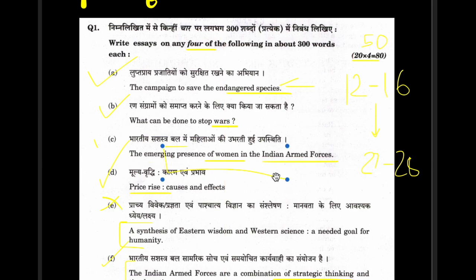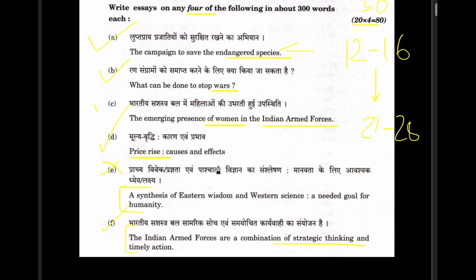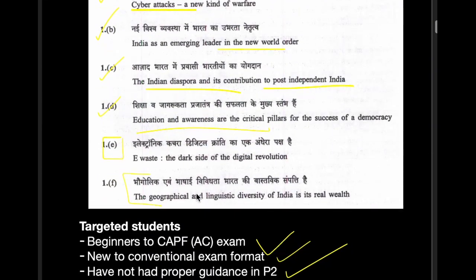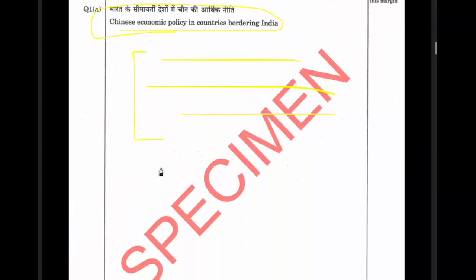Since this has a current affairs relevance, you can start with the current affairs introduction. Here in the first essay, you can start with the static introduction, that conservation and the campaign is very necessary, important for ecosystem balance. You can write your own stuff. So you write the intro here, 1 to 2 lines, then you start with your body.